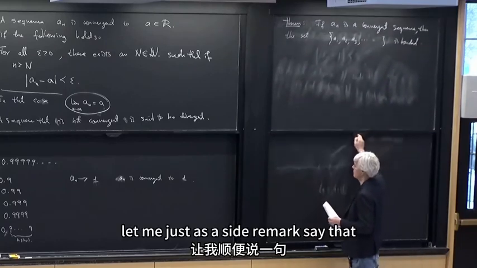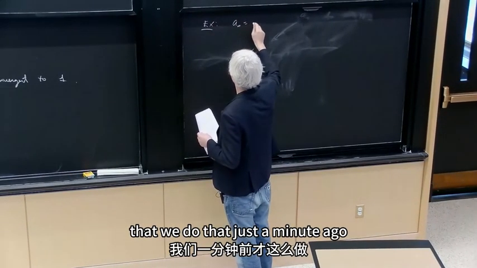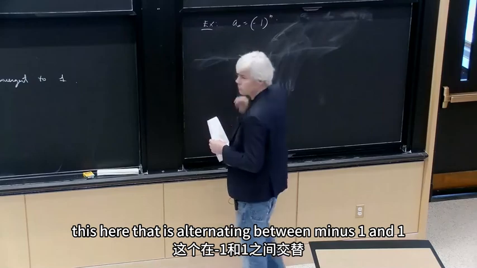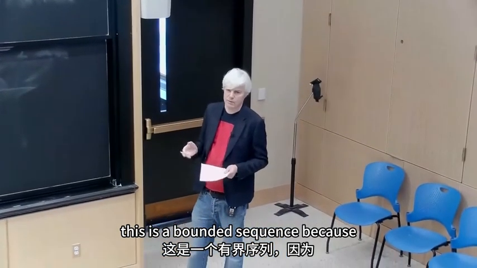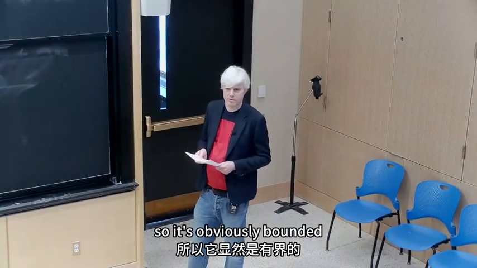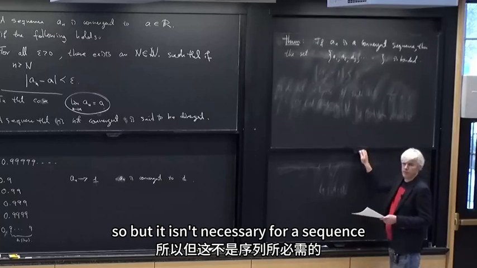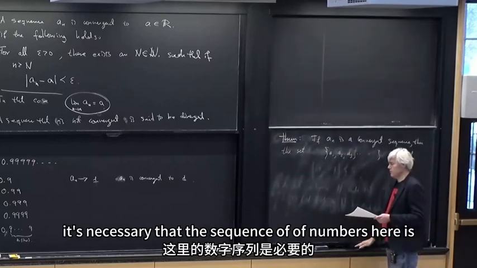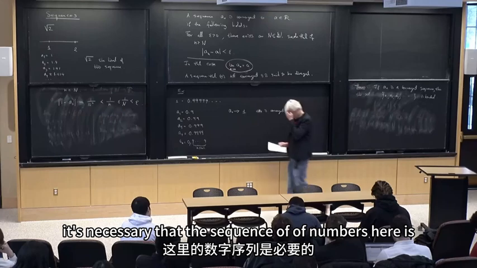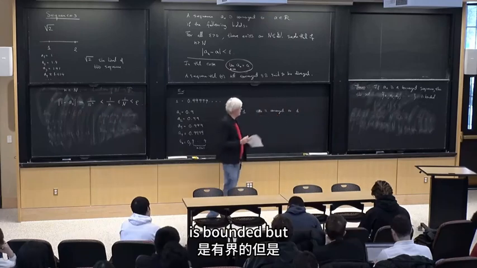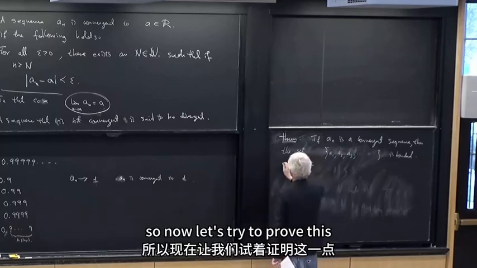Let me just, as a side remark, say that if you're looking at the sequence a_n that we looked at just a minute ago, alternating between -1 and 1, this is a bounded sequence because there are only two values, so it's obviously bounded, but it's not convergent. But it is necessary for a sequence to be convergent that the sequence of numbers is bounded. Okay, so now let's try to prove that.